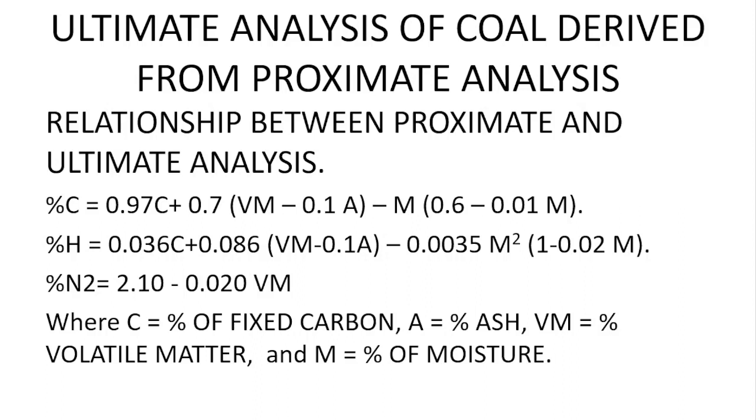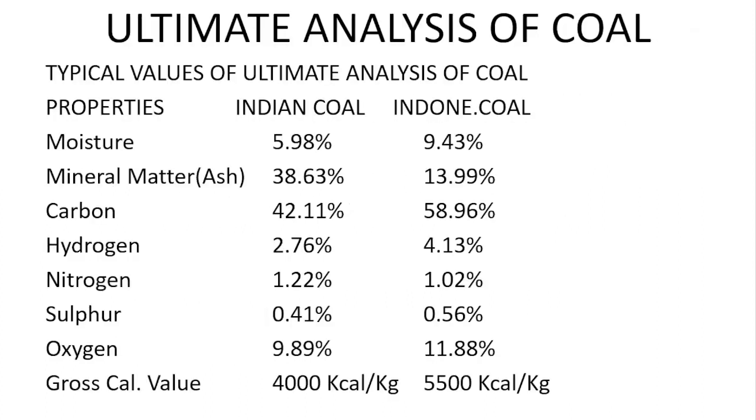Now in these formulas, C is the percentage of fixed carbon, A is the percentage of ash, Vm is the percentage of volatile matter, and M is the percentage of moisture we got from the proximate analysis. The typical values of ultimate analysis of coal for Indian coal and for Indonesian coal are given in the table. You can see the table. The gross calorific value of Indian coal comes to around 4000 kilocalories, and for the Indonesian coal it is around 5500 kilocalories per kg.